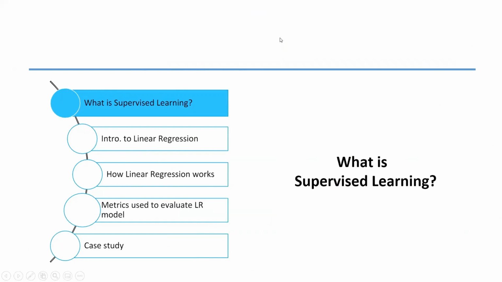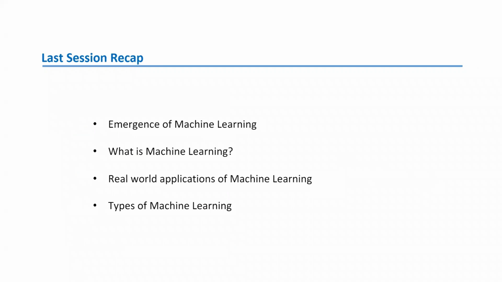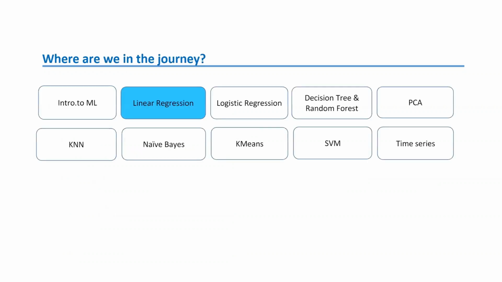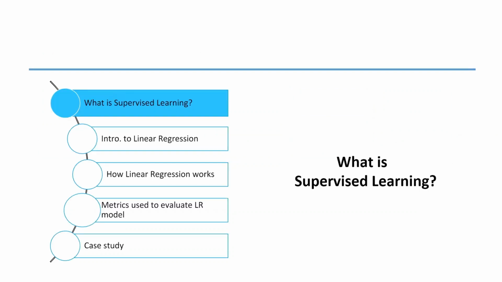Okay, we'll start with linear regression. So all we have looked into so far is machine learning, the real world applications of machine learning, and the types of machine learning, right? And with that, we will move on to our next section, which is linear regression.